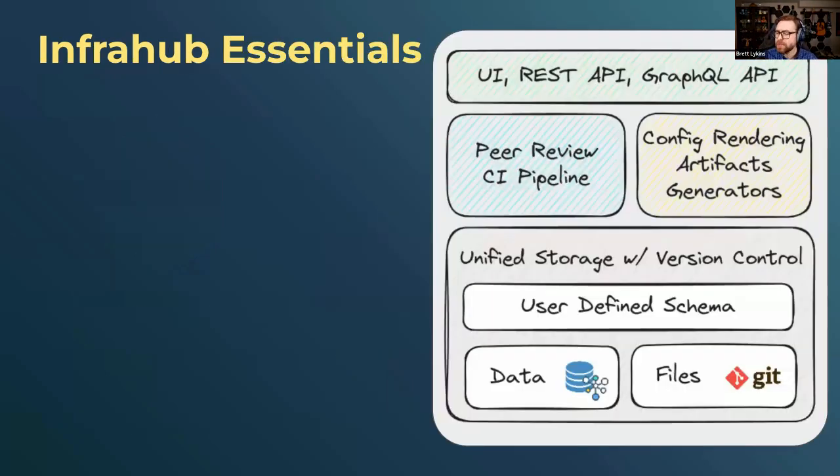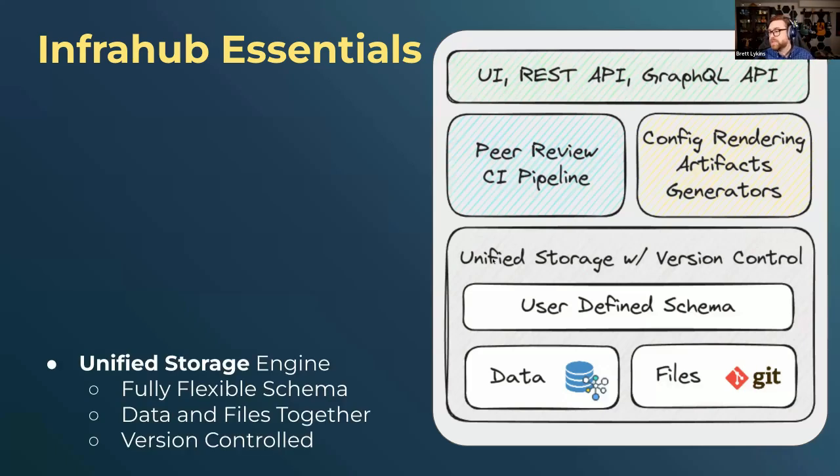So taking a look at what the components of Infrahub are and how it is built together. It starts off with a unified storage engine that brings together a lot of different aspects. Traditionally you could keep everything in a Postgres database. You could keep everything in Git about the information about your environment. Put the best of both worlds together. You can keep files in Git where they belong. You can have the data in a database and bring those together with a flexible schema that allows you to say how you want that to look and what you want the definition of the data to look like.